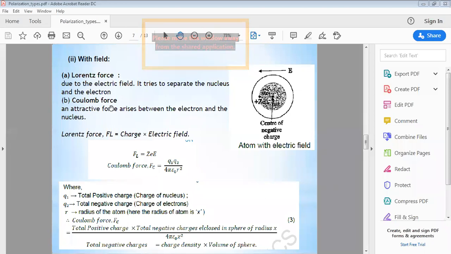Then there is a Coulomb force. There will always be an attractive force between your nucleus and the electron. That's the Coulomb force, which is always present. At equilibrium condition, these two forces are both equal.